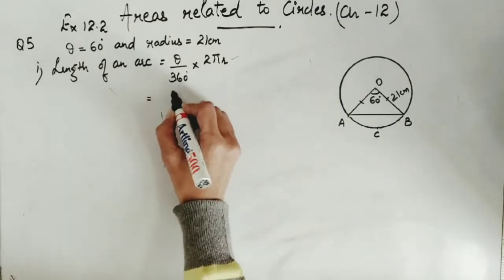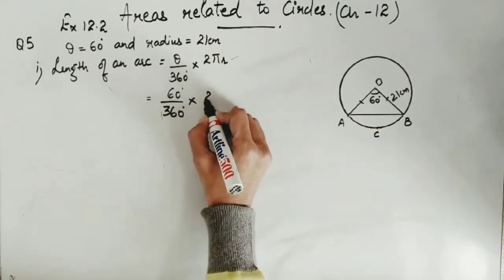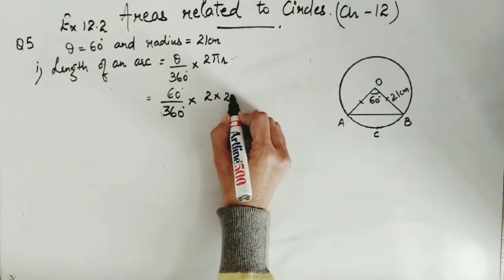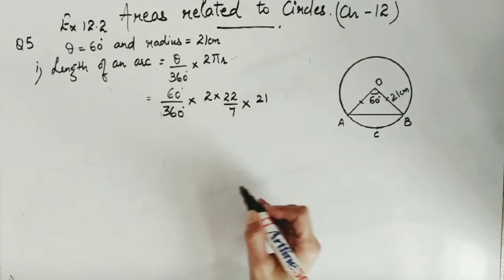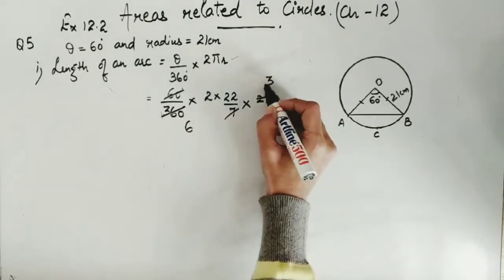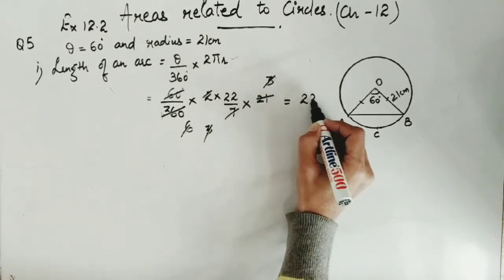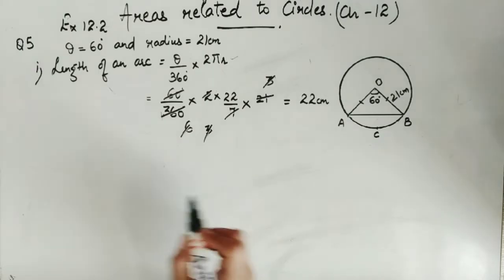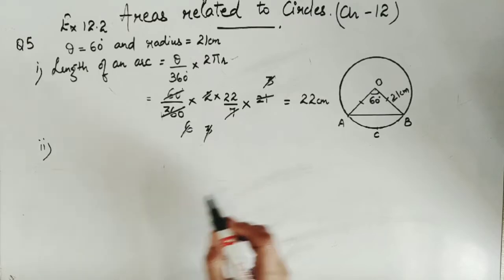So let's put the values. This is 60 divided by 360 twice of pi. Pi needs to be replaced by 22 by 7, it's given in the question, and radius is 21. So when you simplify this fully, this is cancelled, this becomes 6, this is 1, 3, solve this, and length of arc comes out to be 22 centimeters. Okay, first is done. Second part demands area of sector.